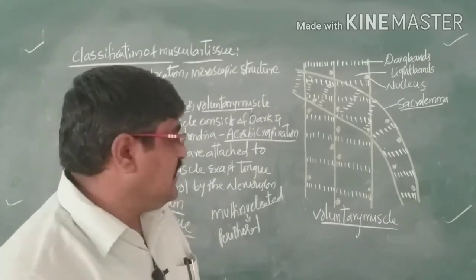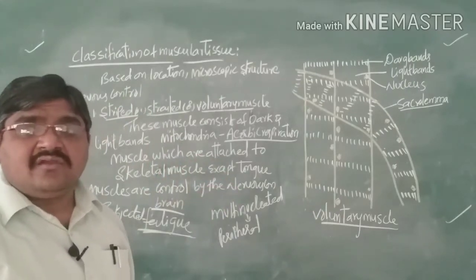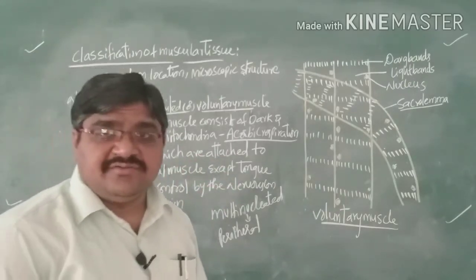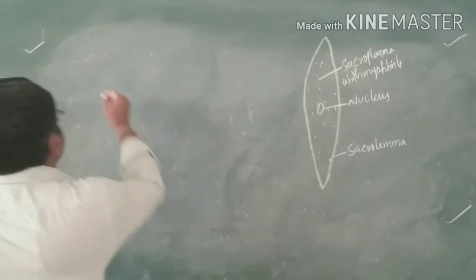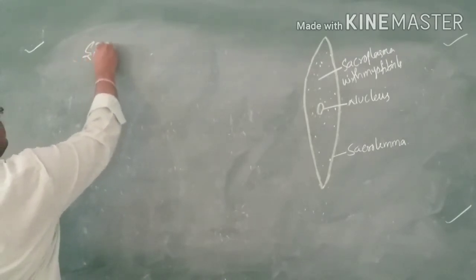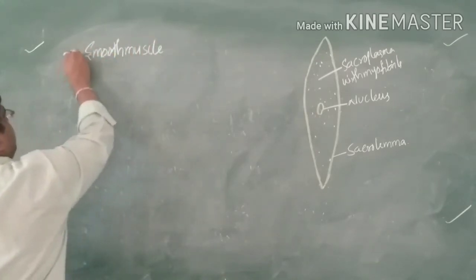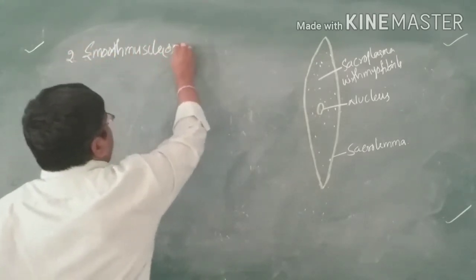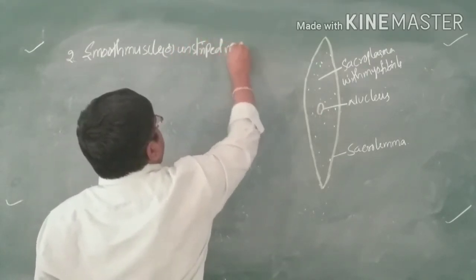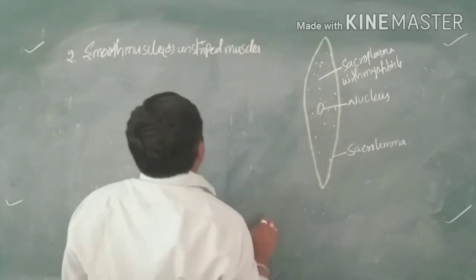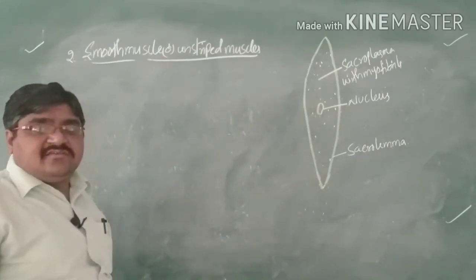Next, coming to the second one, that is the involuntary muscles, we can call them smooth muscles. The second one is the smooth muscles, or we can call them unstriped muscles.